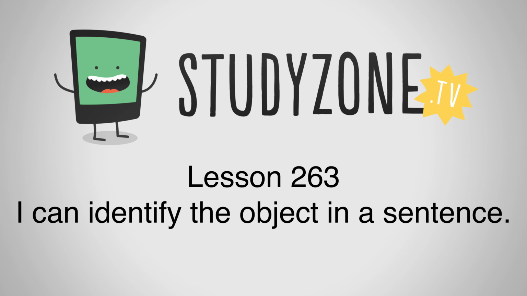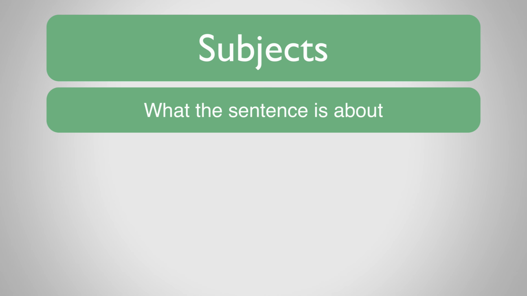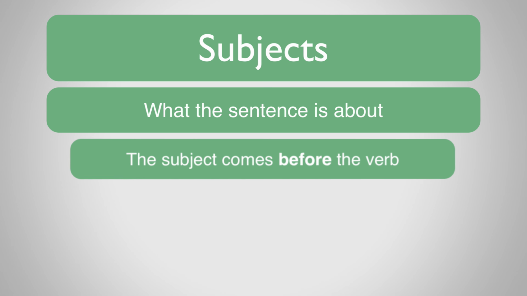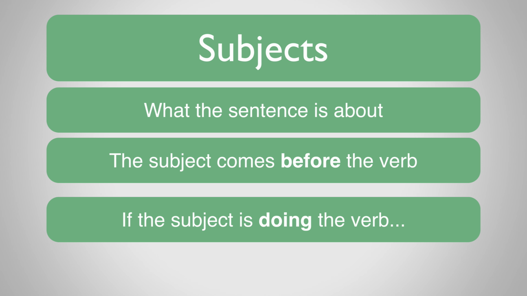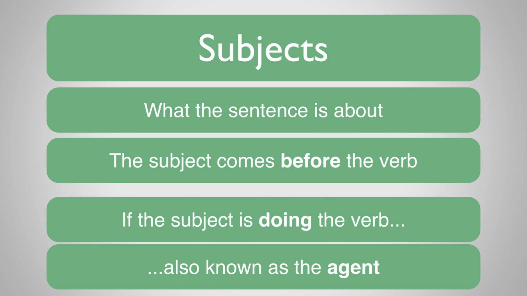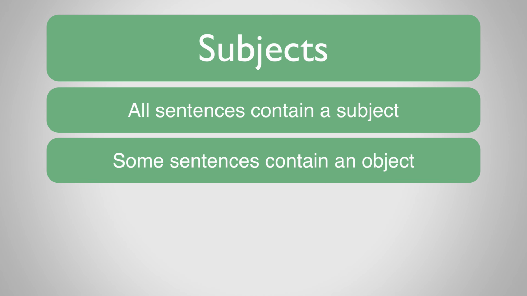We already know that the subject, in simple terms, is what the sentence is about, and that the subject comes before the verb it belongs to. We also know that if the subject is the doer of the verb, that is, if it's the one who is doing something, it is also known as the agent. All sentences must contain a subject to be grammatically correct, and some sentences may also have an object.